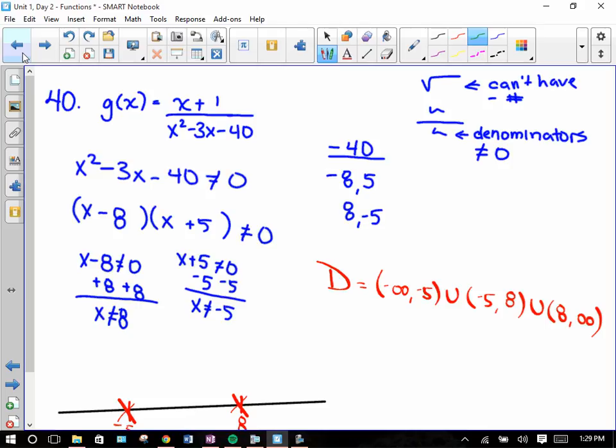Square roots and denominators. Square roots and denominators are going to be where your problems happen. That's where we have issues. Those issues meaning square roots can't be negative, so we can't have a negative number underneath the square root, so they have to be greater than or equal to 0. And denominators, they just can't be 0. Okay?